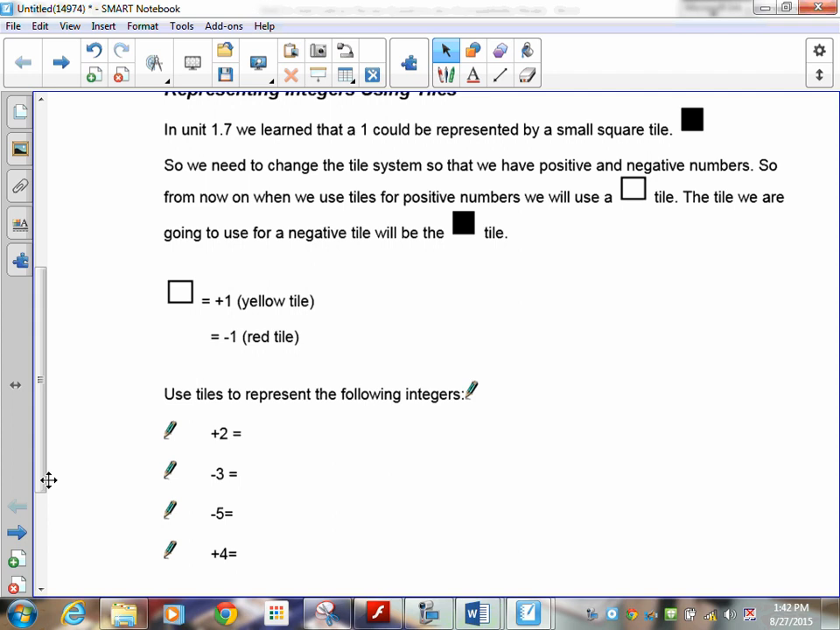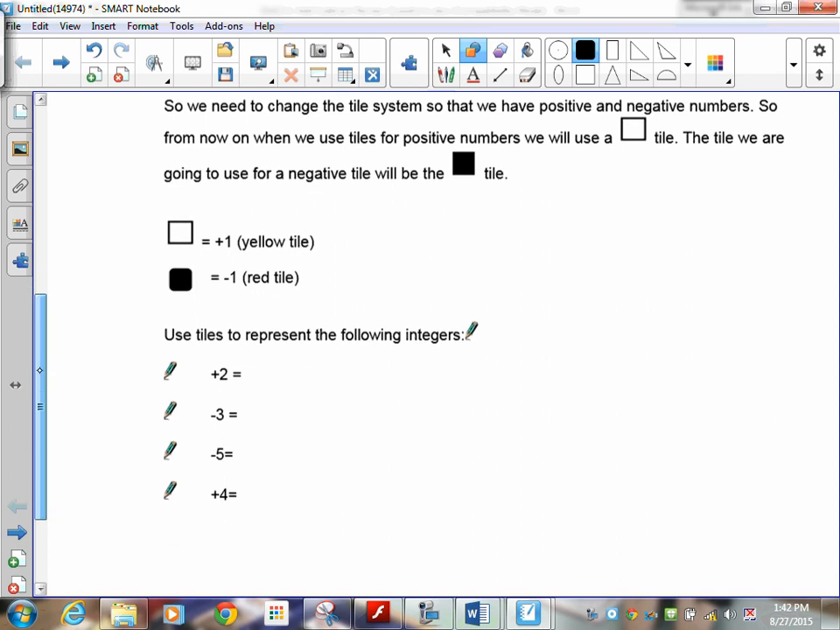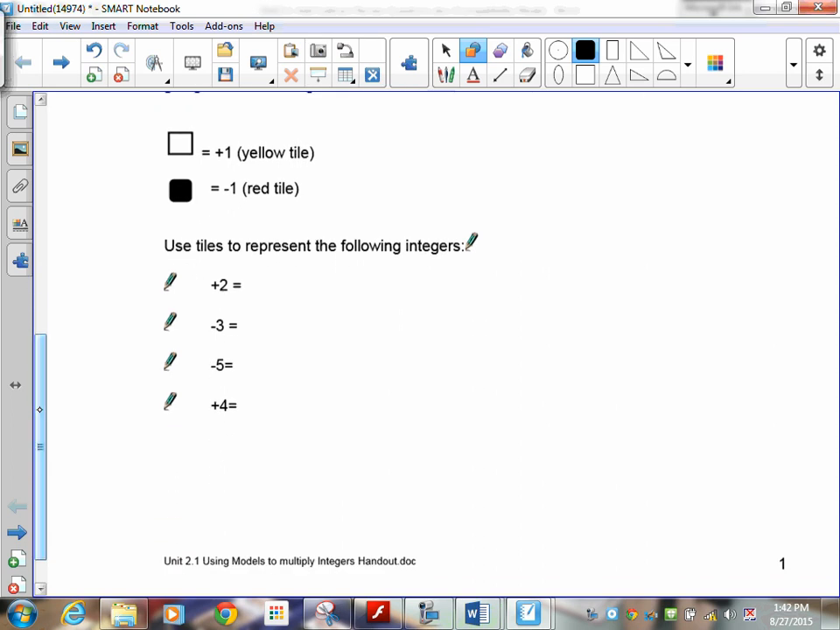Now the red one, I can't do red here, okay? I can actually do black, because that's what you will be doing, shading things in. So think of the black one as a red tile, like when we did before. And think of the clear one as a yellow tile. So what I'm going to do is I'm going to give you a couple of seconds. I want you to remember how to represent the following integers using the tiles. So take a second and do that.